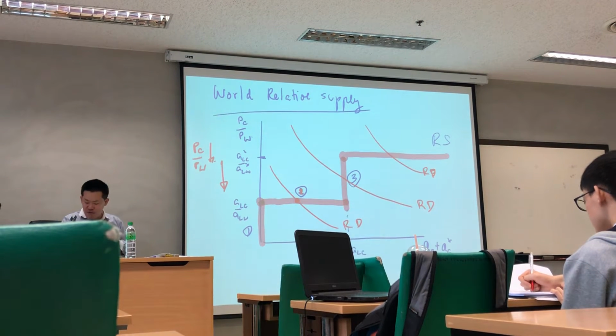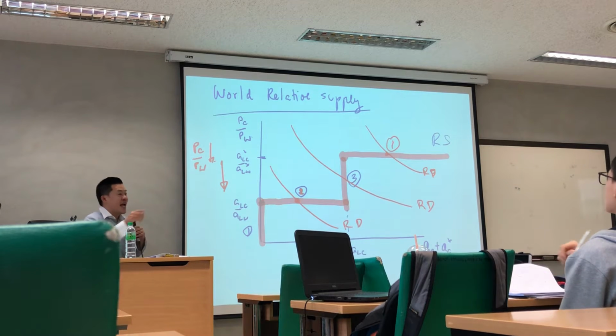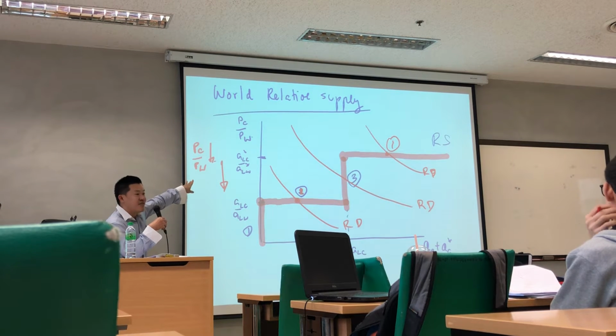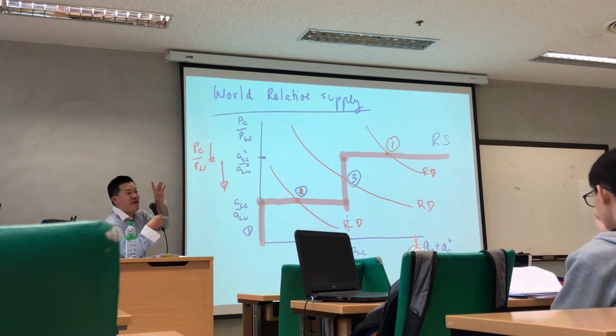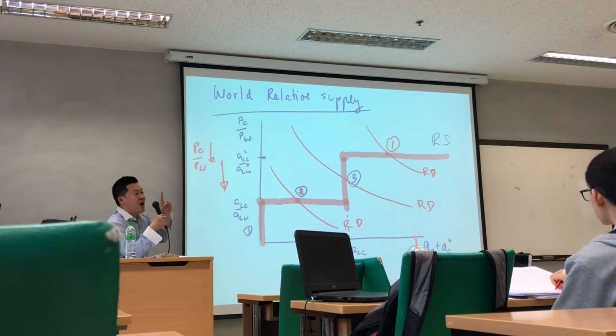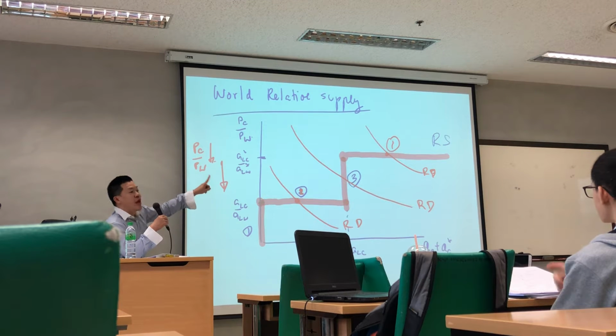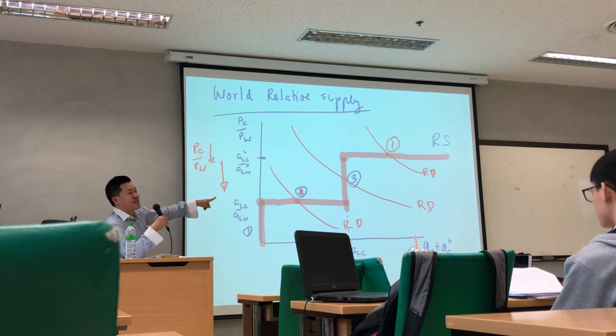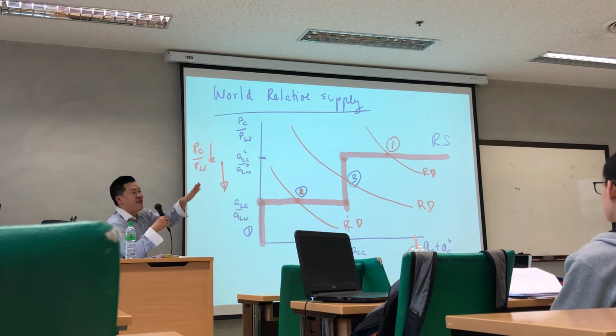Okay, let's say point 1. If relative demand and relative supply intersect at point 1, what happens? Only home is better off, but foreign doesn't change. So at point 1, home is willing to trade, but not foreign. That's why point 3 is better, right? Point 3 means both have mutual benefits from trade.